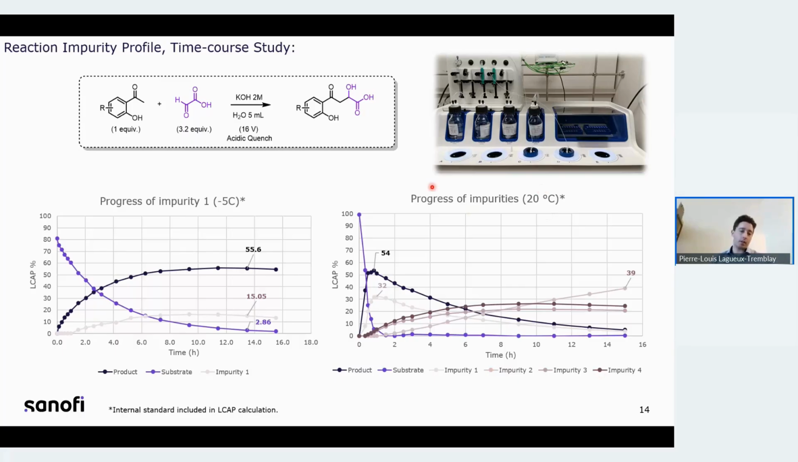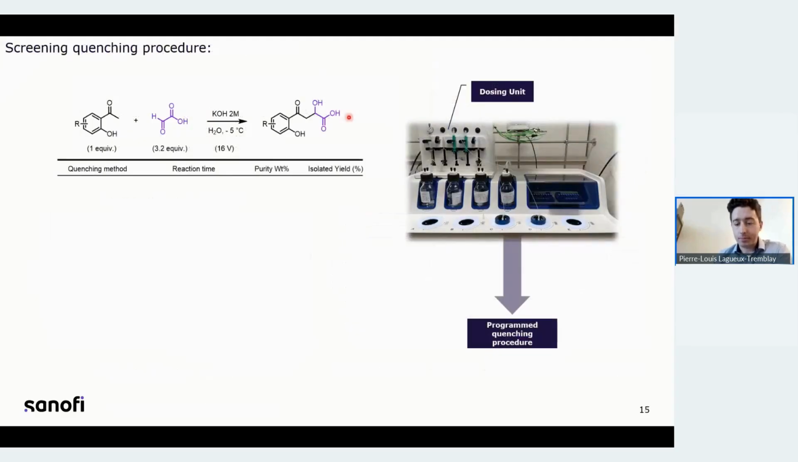So then this gave us a certain inspiration about how we could tackle this reaction a little bit differently. And perhaps what you want is not necessarily to let the base sit with your product. So one thing we can do is use the dosing unit. In that case, you could have a dosing unit holding an acidic solution, so after the reaction is done, you can immediately quench it at -5. You can program this using an auxiliary of the ReactALL, and then program those quenches using this dosing unit.